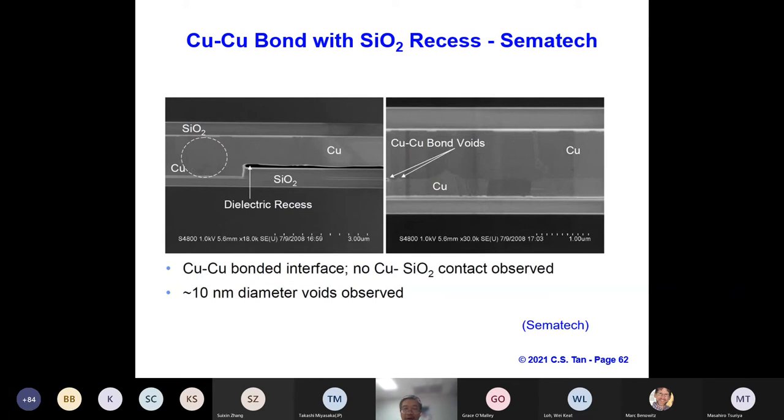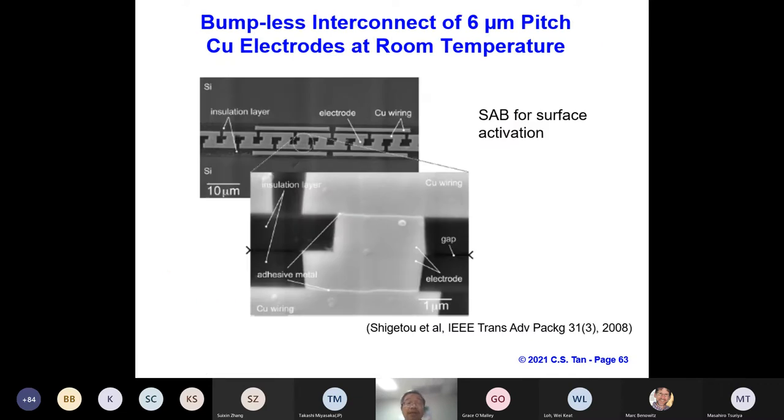This is a report from Sematech. Sematech is no longer around today, but this is what they did back then, looking at a copper and silicon dioxide hybrid. There is a small gap that you can see here. So that basically explains that hybrid bonding, in fact, is a very tricky process. You really need very good process control to achieve good bonding. In this case, the gap is visible, and also, of course, copper diffusion into the silicon dioxide is a concern that you really have to address.